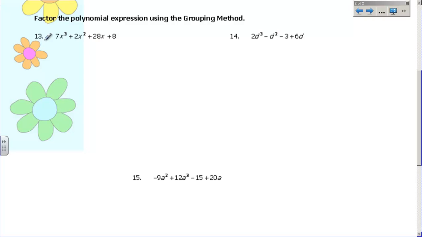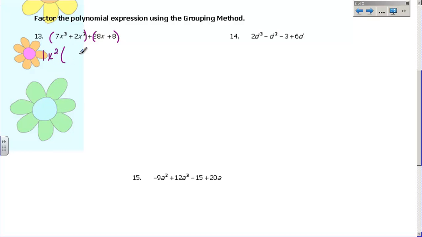So here's what we're going to do. We're going to do the grouping method. So I'm going to group these 2 together, and I'm going to group these 2 together. So now it's a matter of I'm going to factor. So let's take the first group. I'm going to pull out the greatest common factor just for this group. So the greatest common factor for 7 and 2 is going to be a 1. And then for x to the third and x squared is going to be x squared. So I'm factoring out an x squared.